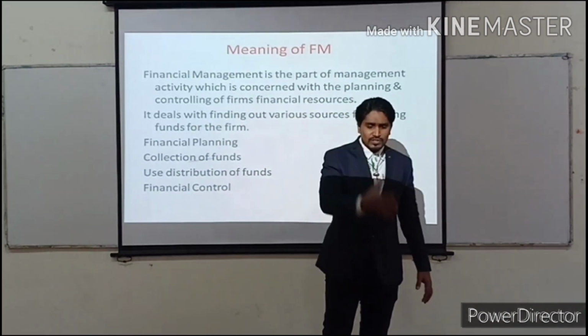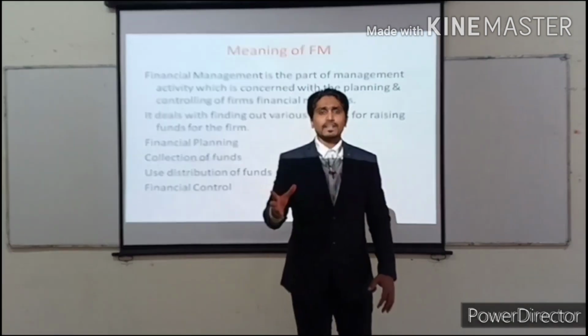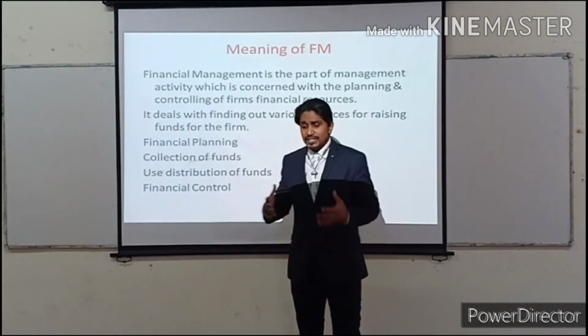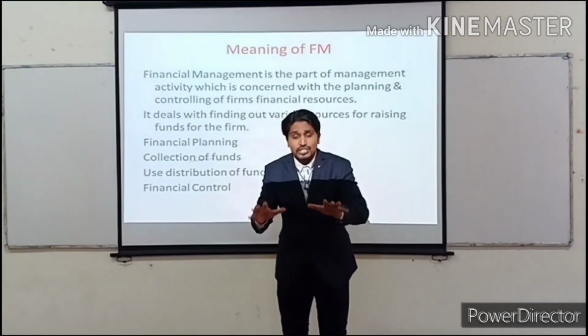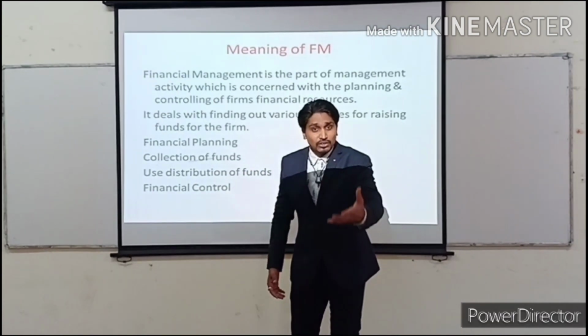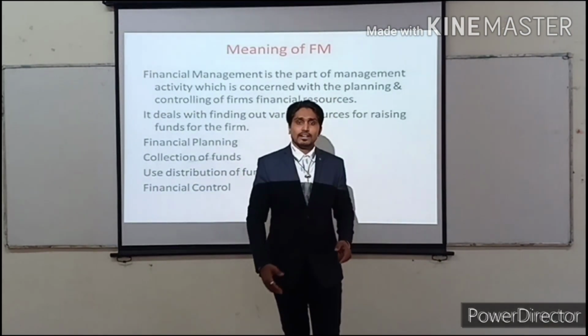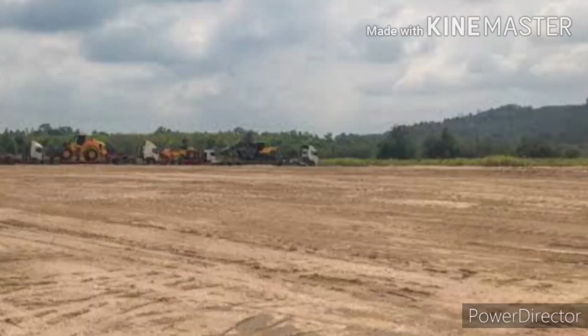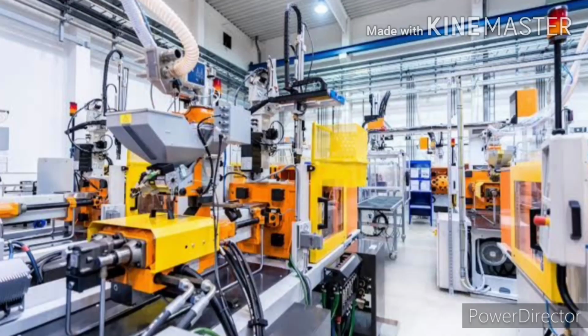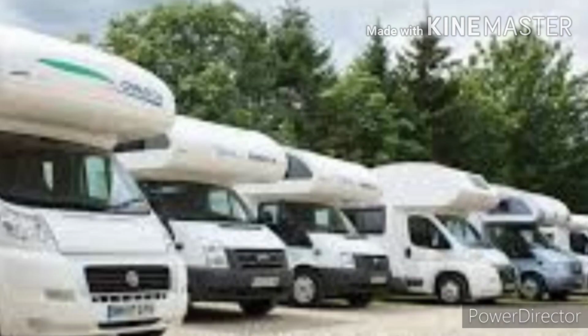Tangible assets are those assets which we can see, which we can feel, which we can realize, which we can touch. Such assets are called tangible fixed assets, like for example land, building, plant, machinery, furniture, fixture, motor van.